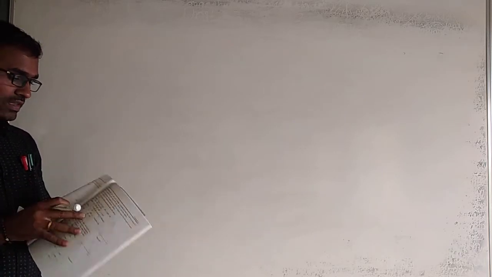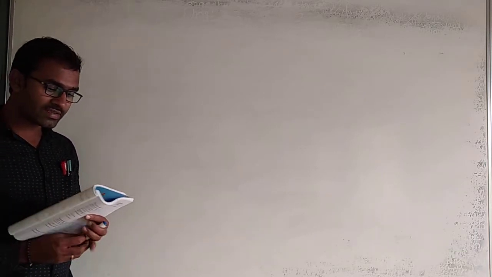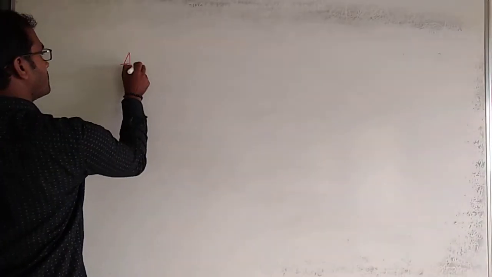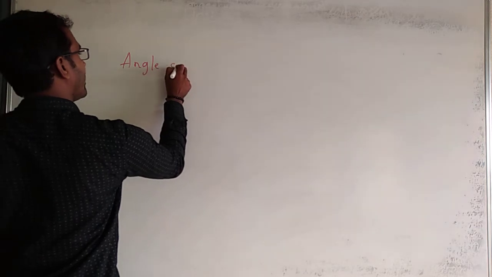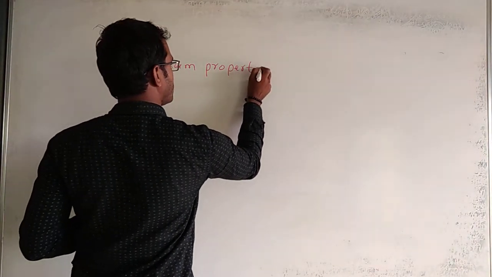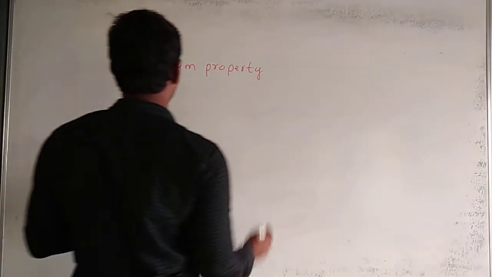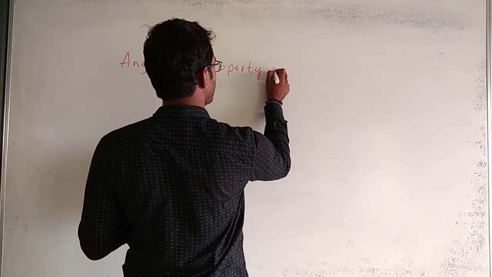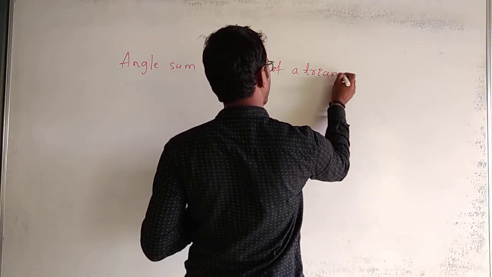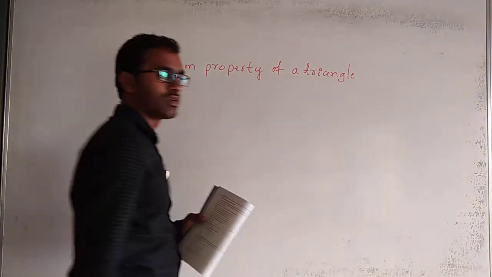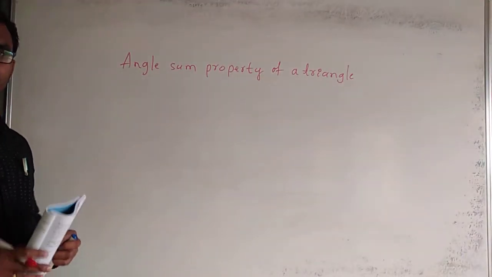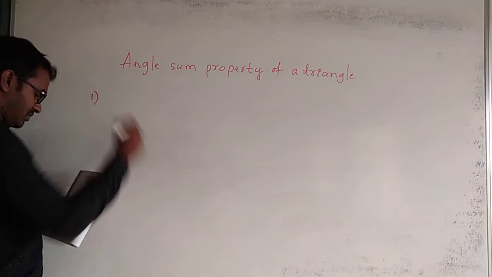Next concept: angle sum property of a triangle. Angle sum property of a triangle. Clear theorem. Especially, this one theorem is very important.